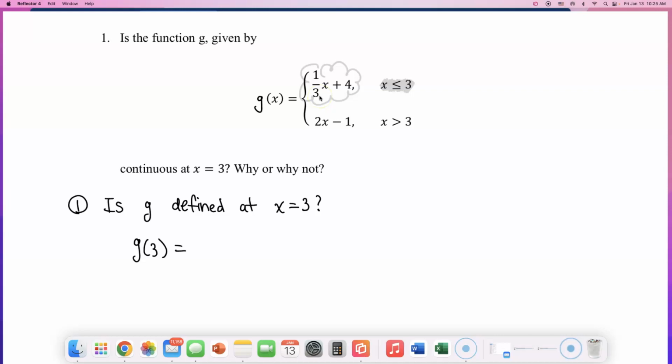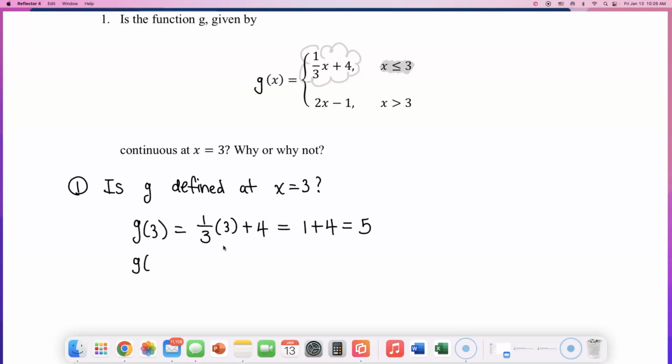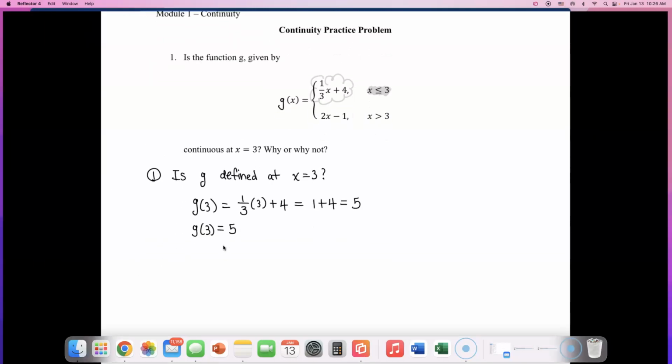So let's find that. That will be 1/3 times 3 plus 4. 1/3 of 3 is 1. So g of 3 comes out to be 5, okay? So yes, g is defined at x equals 3, and we just found that g of 3 is equal to 5. So moving on, let's check the second condition. The second condition is the limit, right? So does the limit as x approaches 3 of g of x exist?